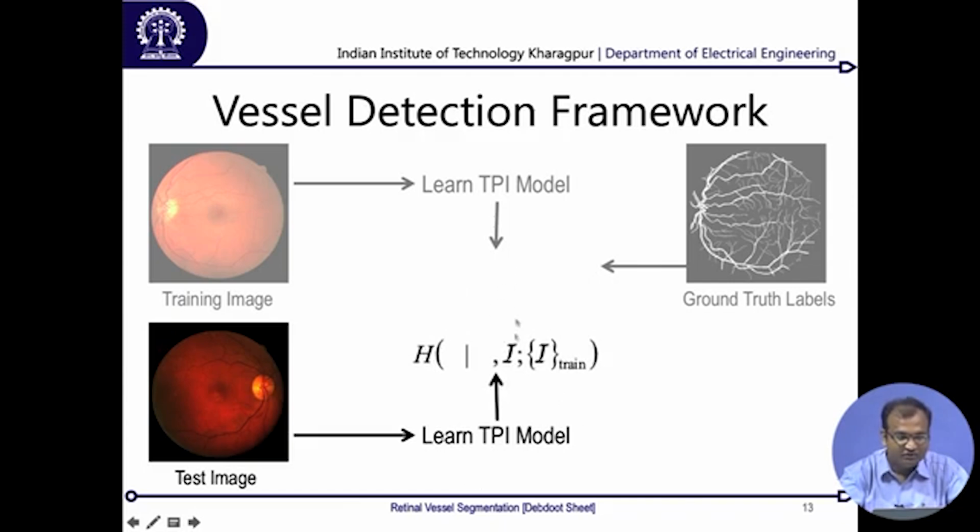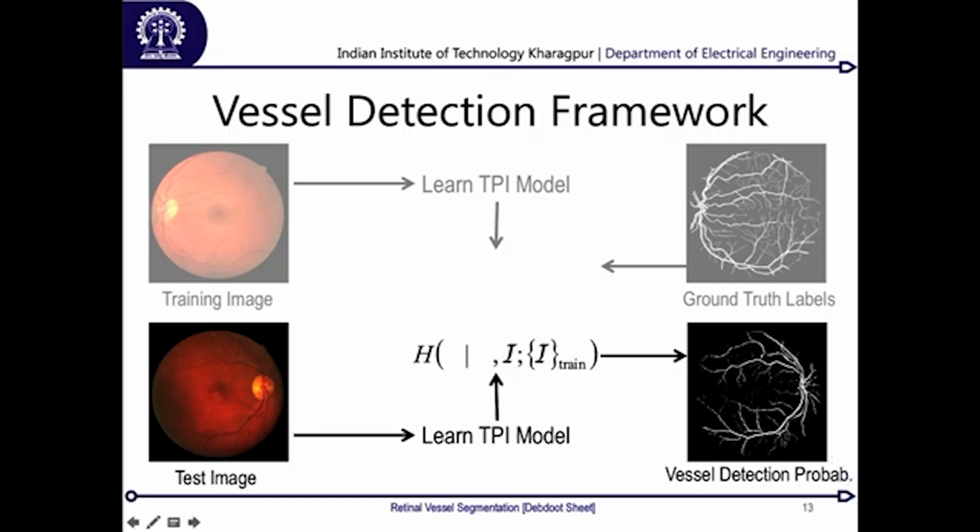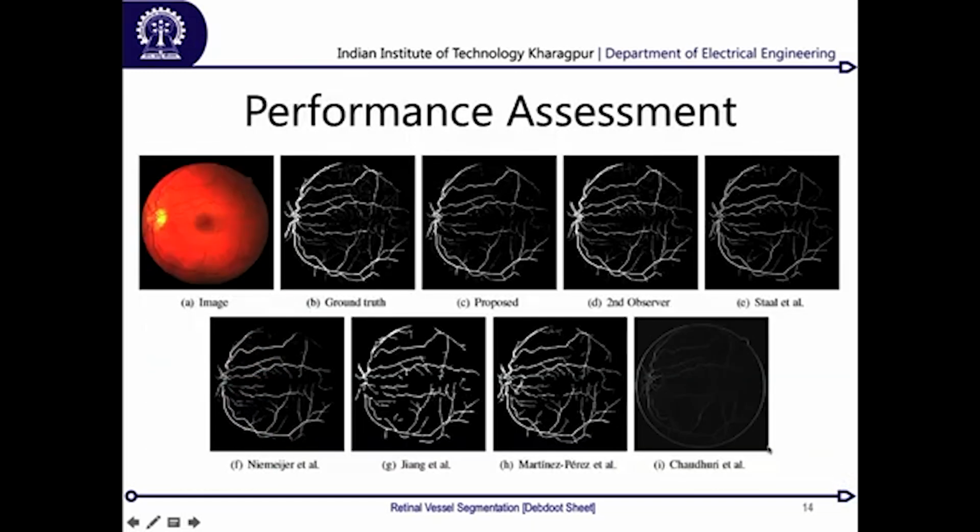Now, we can use this trained model in order to predict the kind of vessel appearance models. So, this is what typically would be a vessel appearance model which is predicted. Now, from there let us look into what this performance assessment looks like.